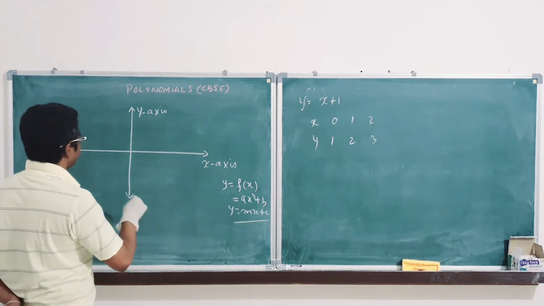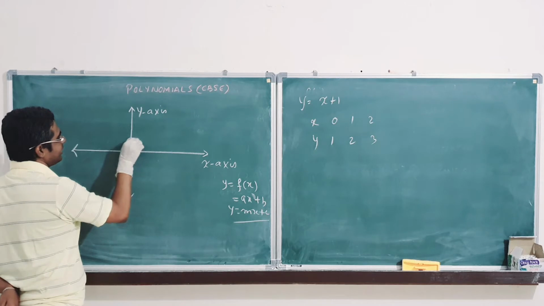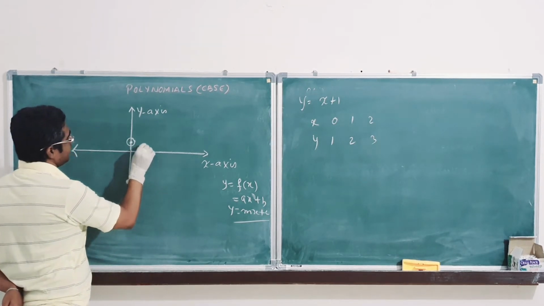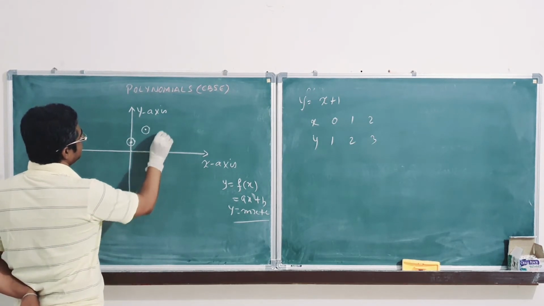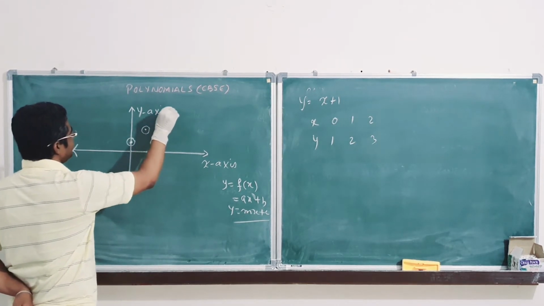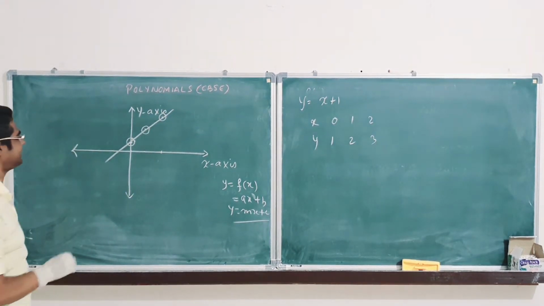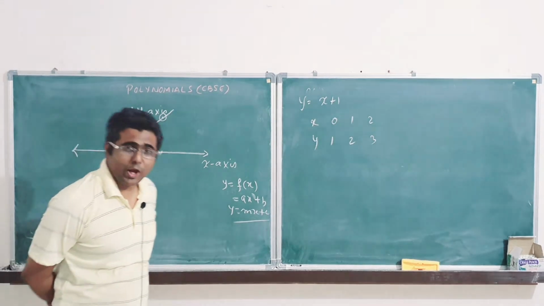First is (0, 1). x is 0, so this is (0, 1). Another is (1, 2); this is 1 and here it is 2. Next is (2, 3); this is 2 and here it is 3. So if you draw this line, this cuts the x-axis at a certain point.